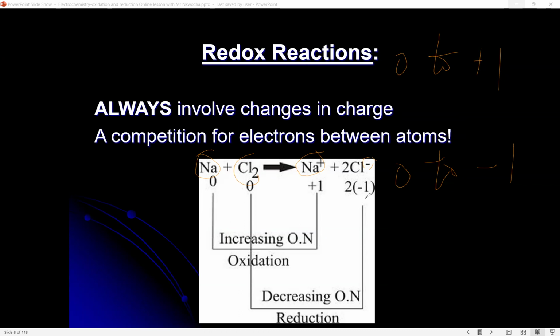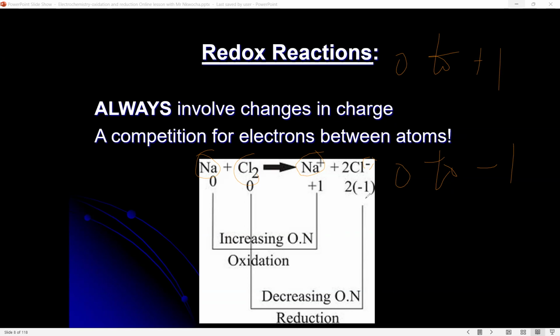That's oxidation. Very simple. So that means sodium is undergoing oxidation, it is increasing. Chlorine is undergoing reduction, or it has been reduced. Let me use that word: it has been reduced, not is reducing, it has been reduced. Okay, so that is very, very simple.